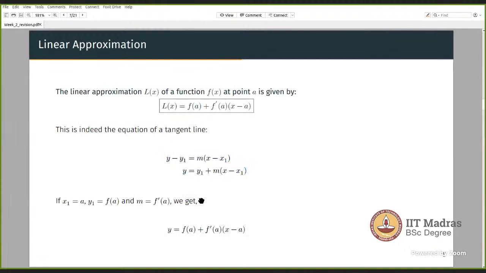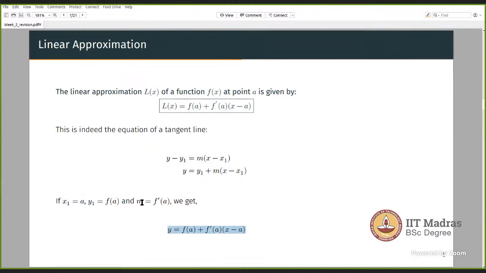Now, what is the point here? Basically, what is (x1, y1) here? We want to find the linear approximation at point a, and the corresponding function's value will be f(a). So our point is (a, f(a)). What we want to emphasize here is x1 equals a and y1 equals f(a). When you plug this into the equation, this is what you get.